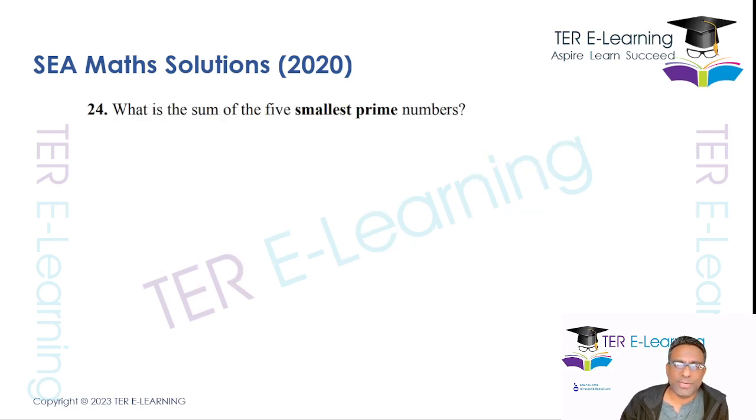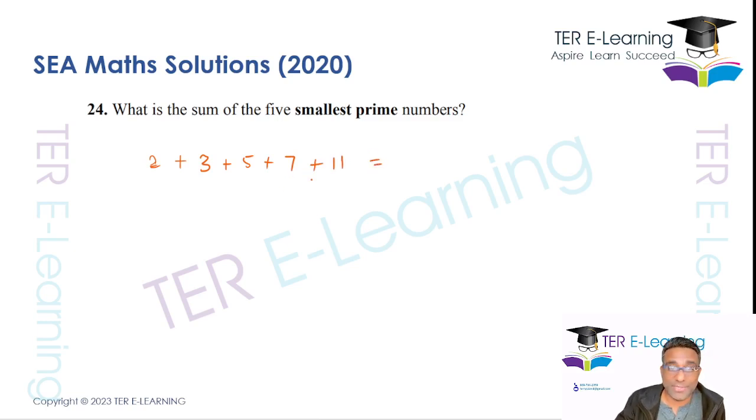So next one here, question 24. We want the sum of the 5 smallest prime numbers. A prime number is a number that is divisible only by 1 and itself. So the first prime number is 2. Then after that, we have 3. Then we have 5. Then we have 7. And then the next one is going to be 11.